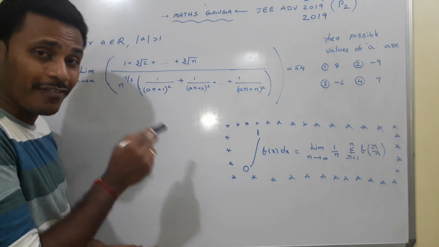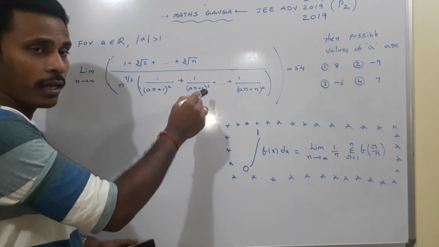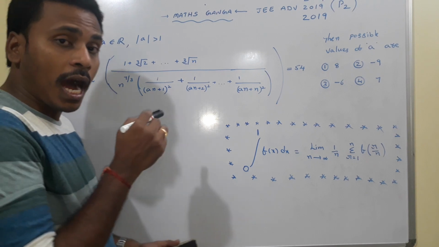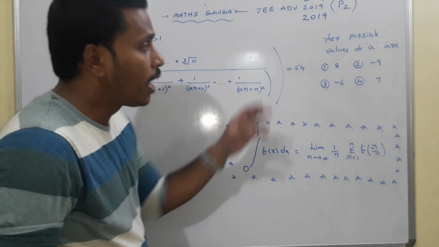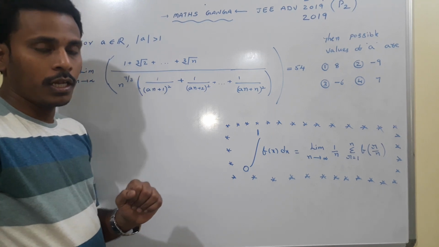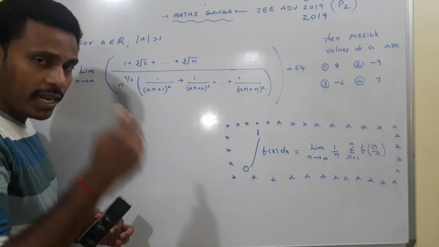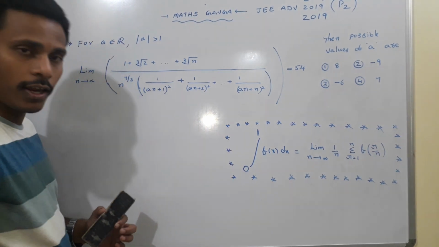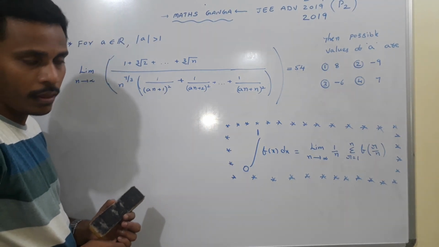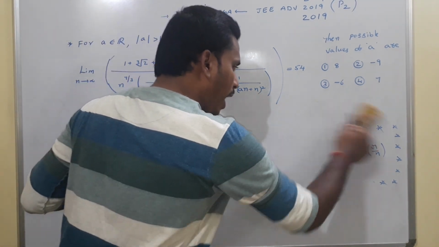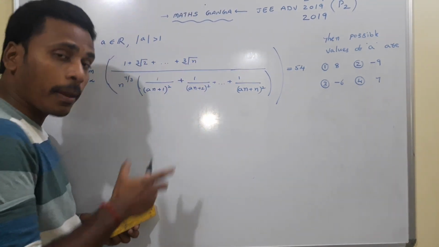Limit n tends to infinity, sum of these and this one. The result is 54, as mentioned here. And they asked us to find the possible values of a. So to solve this one, my idea is using this integral as a limit sum. So I am converting both numerator as well as denominator as a summation.